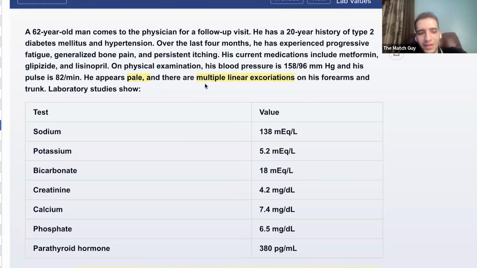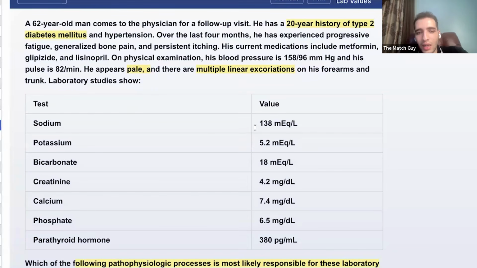Probably this is important: being pale and having multiple linear excoriations can be important. And probably the 20-year history of type 2 diabetes was also important, and I forgot to highlight it, because probably his diabetes is not controlled. So let's read on. His sodium is fine, potassium is a little bit high, 0.2 high, and bicarb is fine. Creatinine is, wow, 4.2. His creatinine is skyrocketing. So probably this person is having chronic kidney disease from his diabetes.